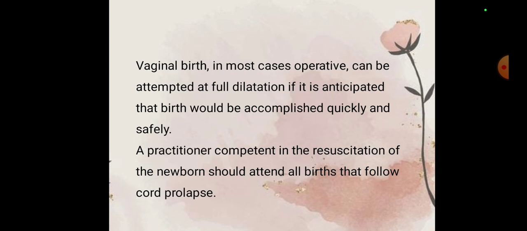Vaginal delivery in most cases will be operative. If the cervix is fully dilated and the presenting part engaged, the mother can be offered a chance of vaginal delivery, by operative vaginal delivery to be the fastest, mainly by forceps, not ventouse. Vaginal delivery can be attempted at full dilatation if it is anticipated that it will be accomplished quickly and safely. A practitioner competent in resuscitation of the newborn should attend the delivery, either vaginal or cesarean section.